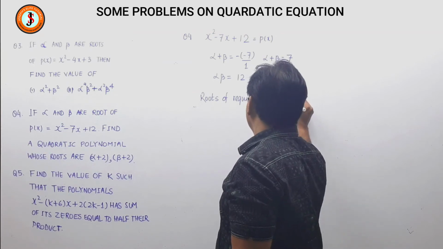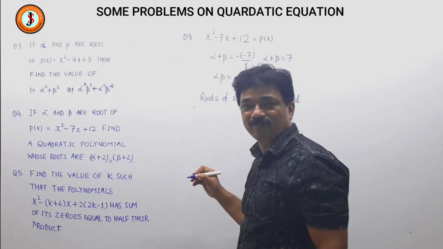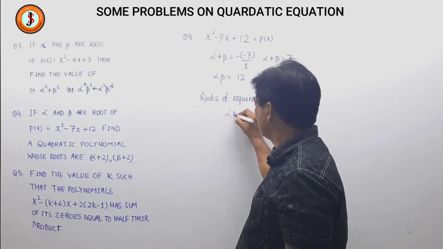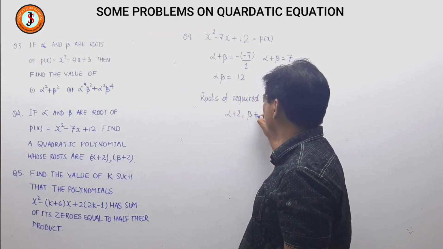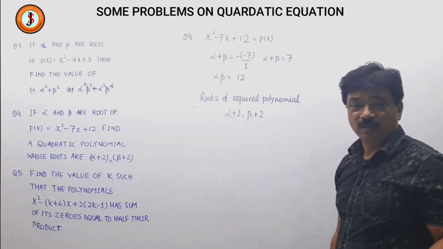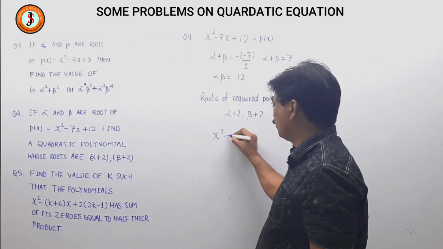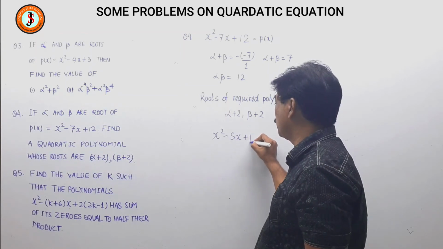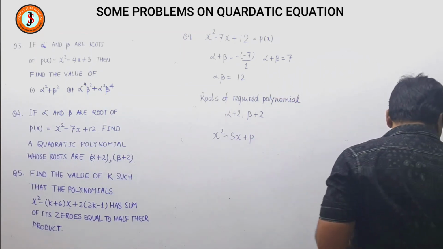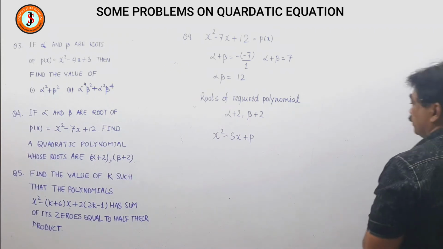Which polynomial is required, whose roots are alpha plus 2 and beta plus 2? So we know the formula of any quadratic polynomial. What is that? x square minus sum of the roots plus product. So I am writing this again over here.